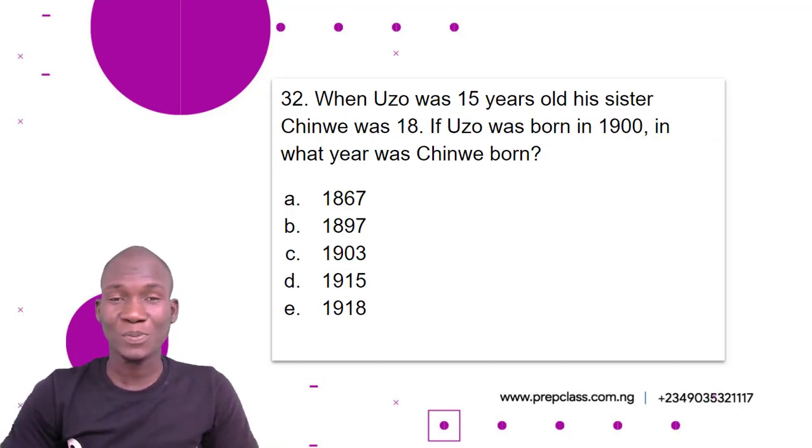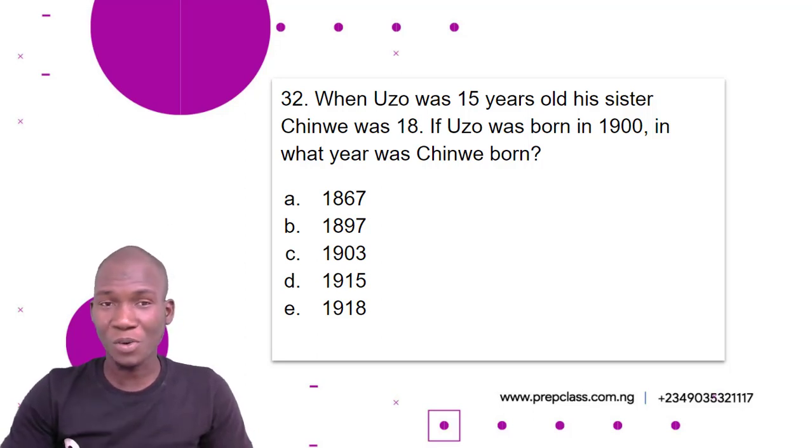Question number 32. When Uzo was 15 years old, his sister Chinwe was 18. If Uzo was born in 1900, in what year was Chinwe born? A. 1867, B. 1897, C. 1903, D. 1915, E. 1918. This is also another word problem question. We need to interpret this word problem so as to enable us to solve.